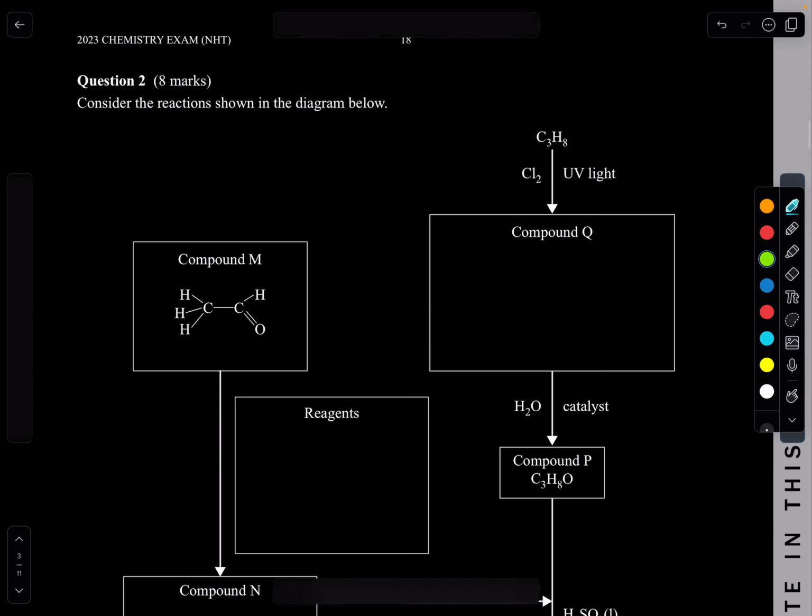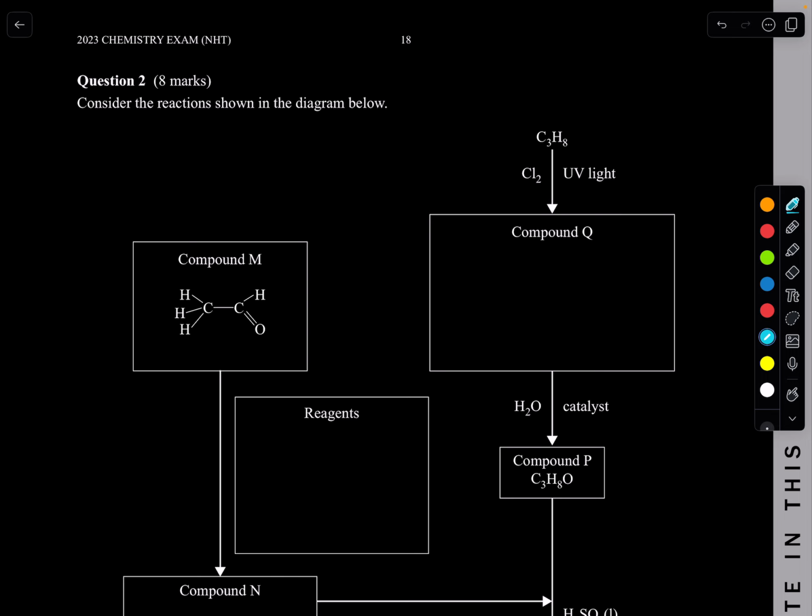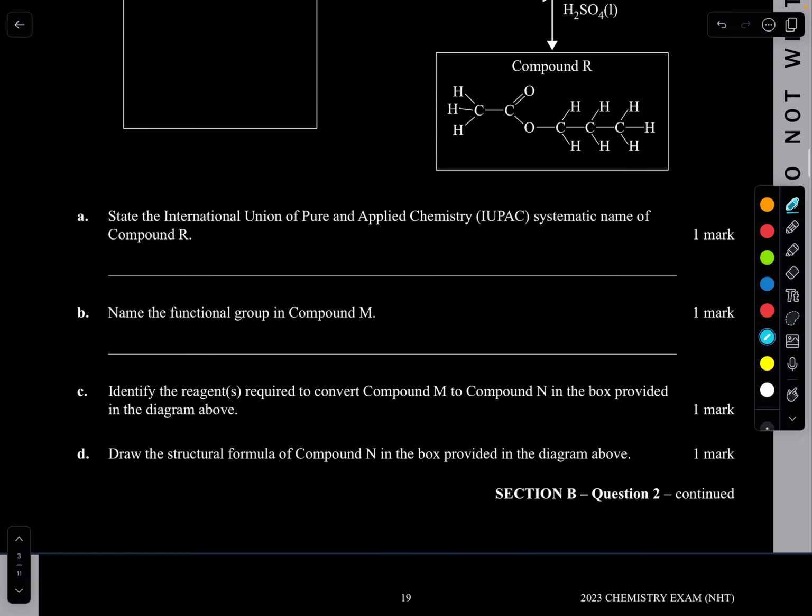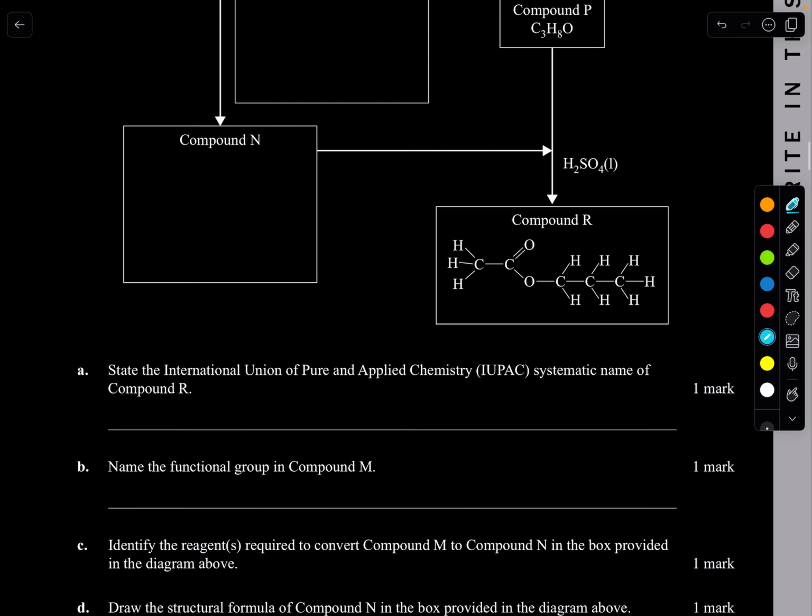Question 2. Let's have a try at this question here. Consider the reaction shown in the diagram below. All right, let's just go down to the questions. A. State the International Union of Pure and Applied Chemistry, IUPAC, systematic name of compound R. So here's compound R. We can see it's an ester group. And remember, to name esters, this is what you do. You look at the alcohol side. Esters are made when you add an alcohol and a carboxylic acid, and when they react, this is what forms esters. This part here is your carboxylic acid group because we can see that C double O. And this is your alcohol group.